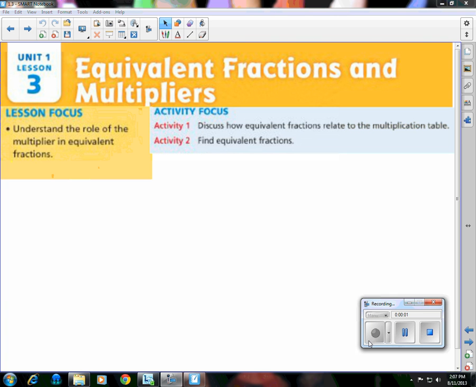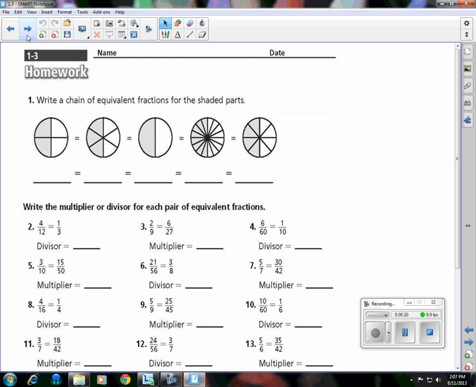Okay, this should kind of be a repeat from yesterday's lesson. We're on Unit 1, Lesson 3, equivalent fractions and multipliers. Just understanding a little bit better how multipliers work to help us find equivalent fractions. So then we'll work through and hopefully find some equivalent fractions using those multipliers.